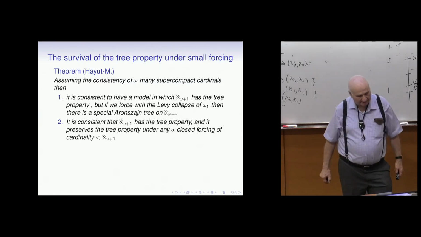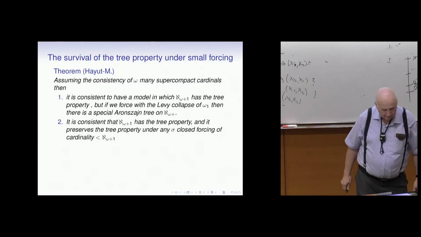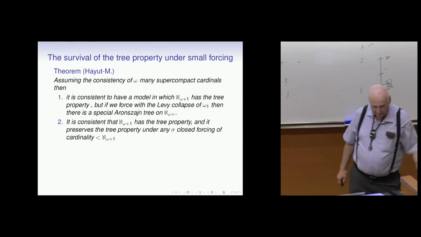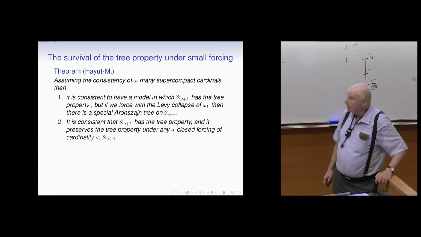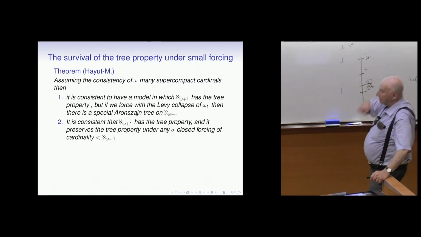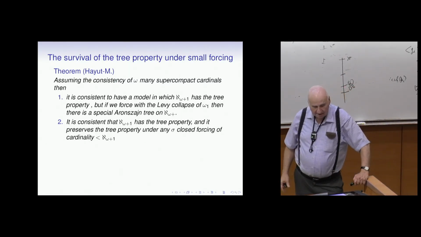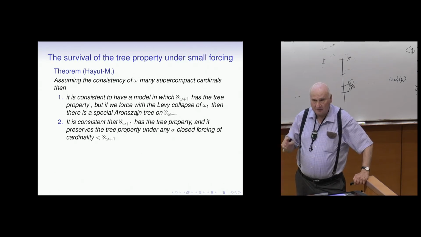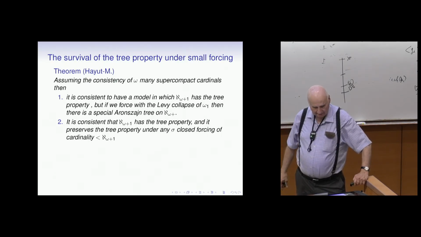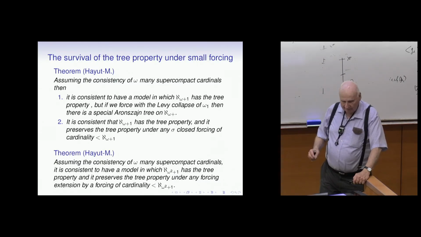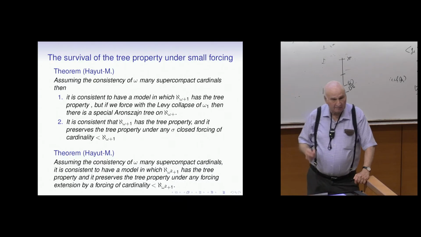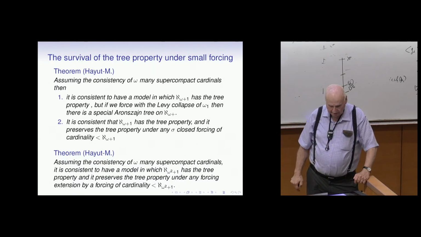Something that may indicate that may be not the case, that it is consistent, that it has the tree property, and the tree property is preserved under small forcing, of size less than Aleph Omega, by any sigma closed forcing. Then with sigma closed forcing, it's consistent that it survives. But Aleph Omega square plus 1 can be resilient, the tree property can be resilient to any small forcing.